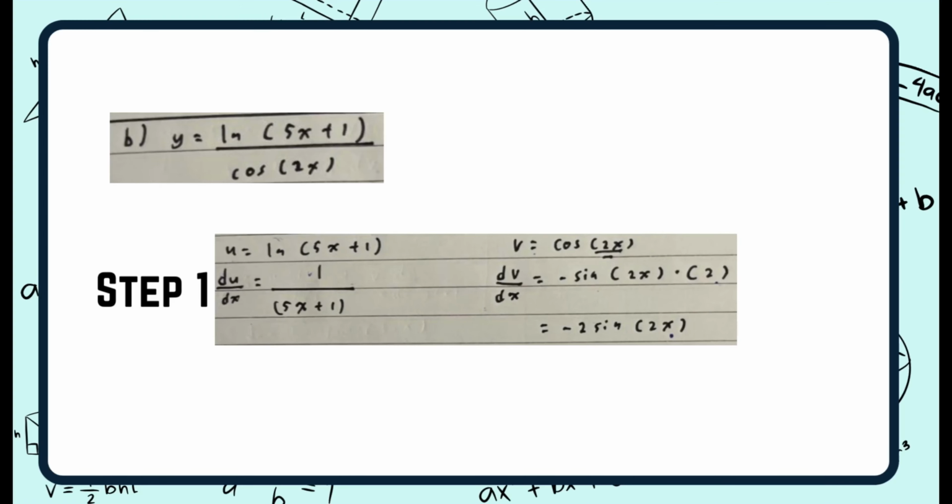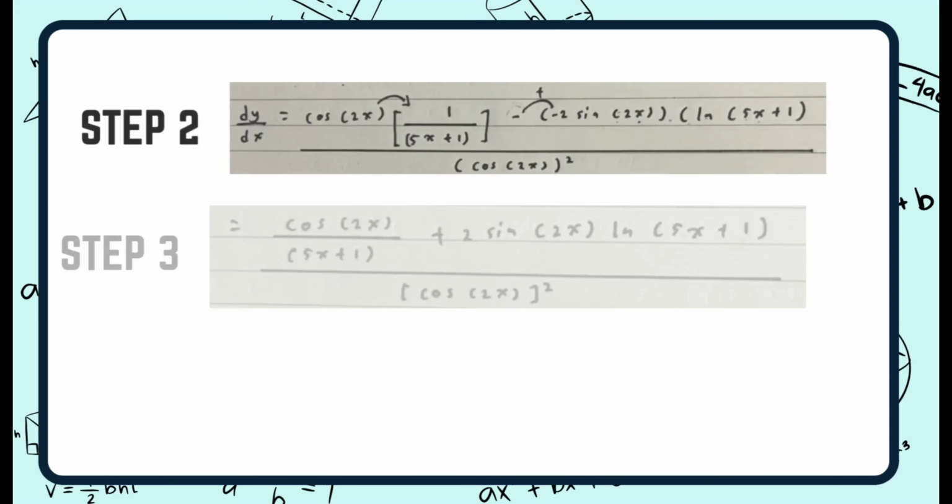Moving to question B, where y equals natural logarithm of 5x plus 1 over cosine 2x. For step 1, we need to assign them into u and v, whereby u equals natural logarithm of 5x plus 1, and v equals cosine 2x. After that, we derive u into du over dx, and v into dv over dx.